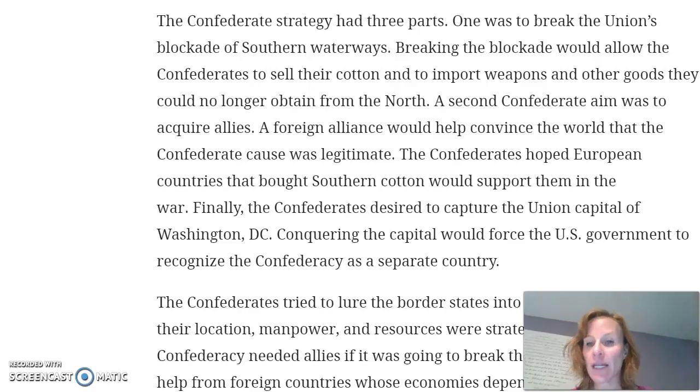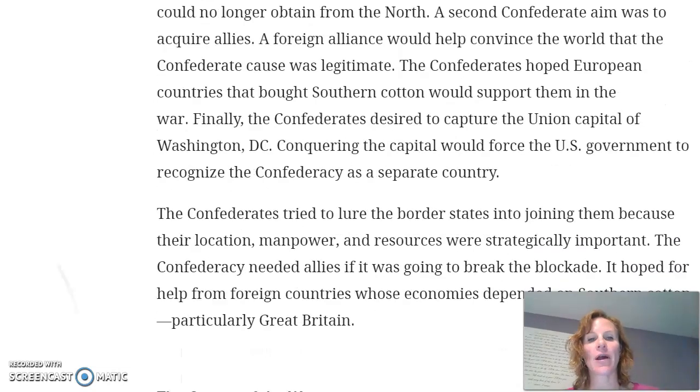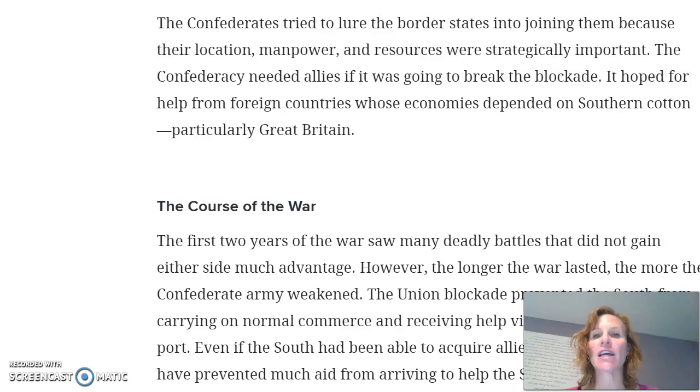The capital of the United States today is Washington, D.C. So that didn't change. Okay. The Confederates tried to lure the border states into joining them because their location, manpower, and resources were strategically important. The Confederacy needed allies if it was going to break the blockade. It hoped for help from foreign countries whose economies depended on Southern cotton, particularly Great Britain.